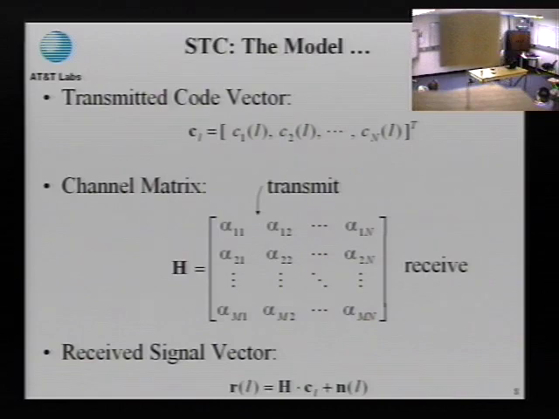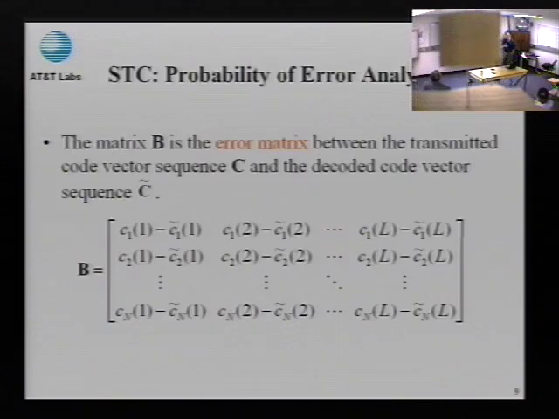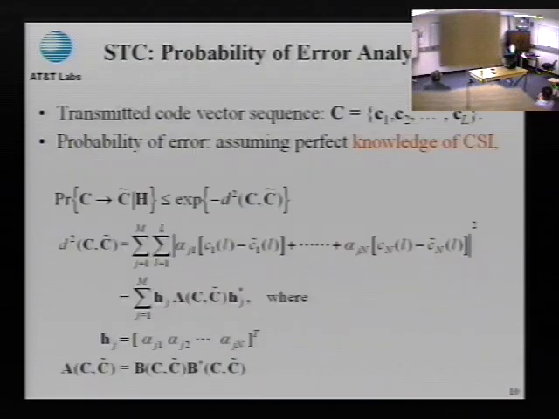Sorry, these were transmit antennas, and these are receive antennas. So this thing characterizes the channel from transmit antenna 2 to receive antenna 1. And like I said, code words are arrays. We're interested in the difference between code words. That's coded up in this matrix B here. And because it's Gaussian noise, you're interested in the squared distance at the output of the channel.